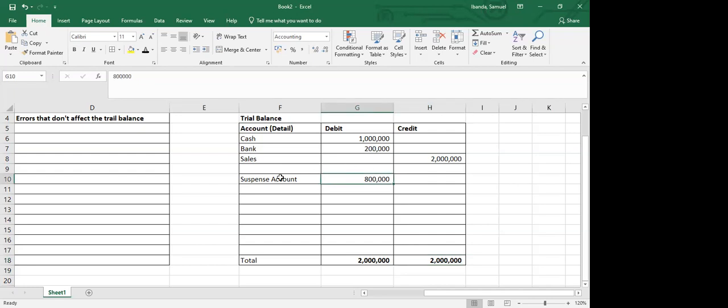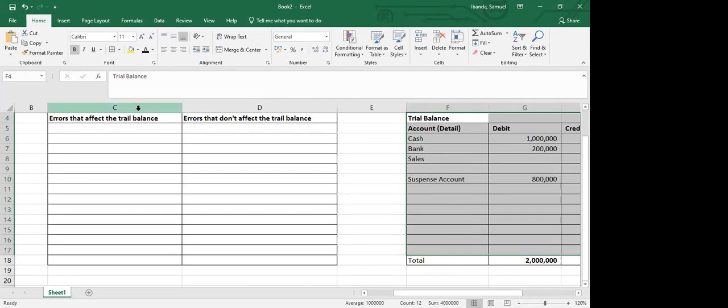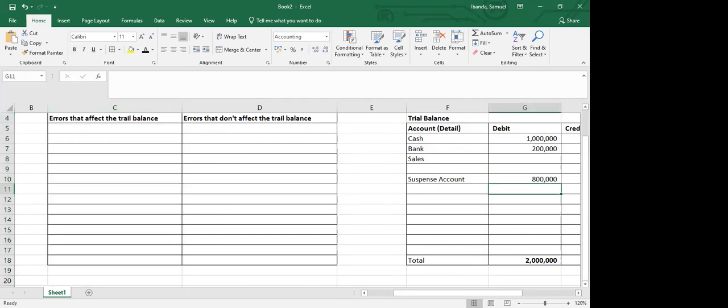Now, a suspense account is a temporary account that is introduced in the trial balance to take care of any possible errors that affect the trial balance. That's why I've introduced this suspense account worth 800,000. It means there are some errors giving us a net of 800,000 of debit that is lacking. So this is one case, and it happens for errors that affect the trial balance. If such errors are made, the trial balance will not balance.